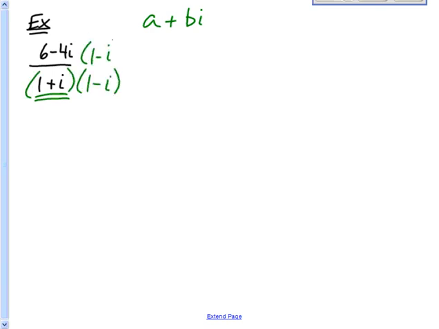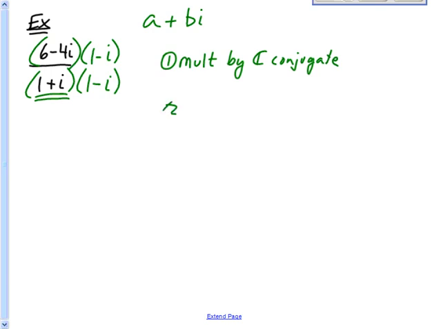But I got to do it to the top too. I can't just all of a sudden introduce it, because 1 minus i over 1 minus i is 1. I'm multiplying this by 1. So what you do in this division is you want to multiply by the complex conjugate of your denominator. Okay? And then you just go ahead and you FOIL this thing, and then you simplify.